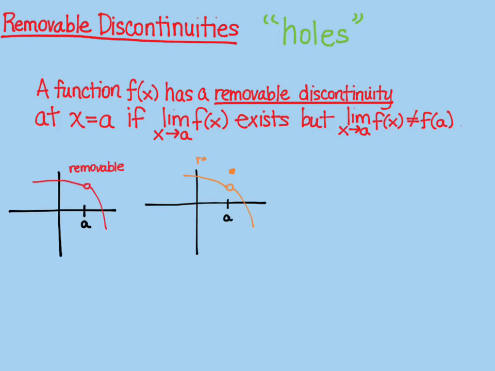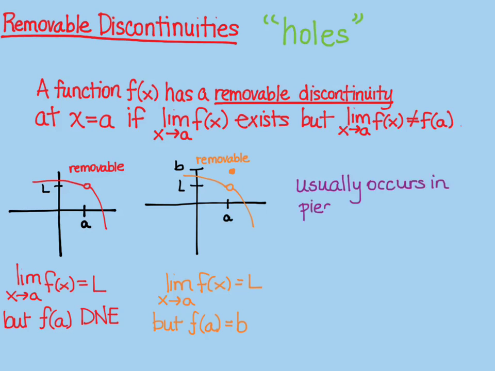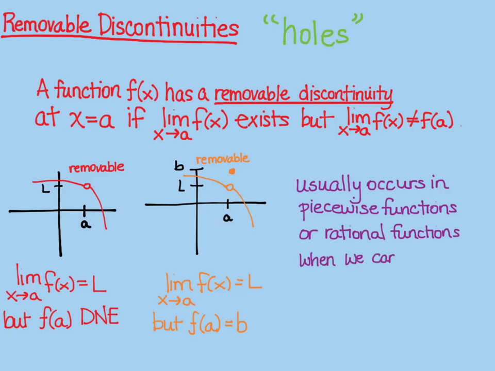So in the two examples from our previous page, we see that the limit as x goes to a of f of x in both of these cases is L, but in the first case, f of a doesn't exist. There's no solid dot above a. In the second case, we see that f of a actually equals b, which is not the same number as L. Usually removable discontinuities occur in piecewise functions or in rational functions where we can cancel the x minus a term from the top and the bottom.